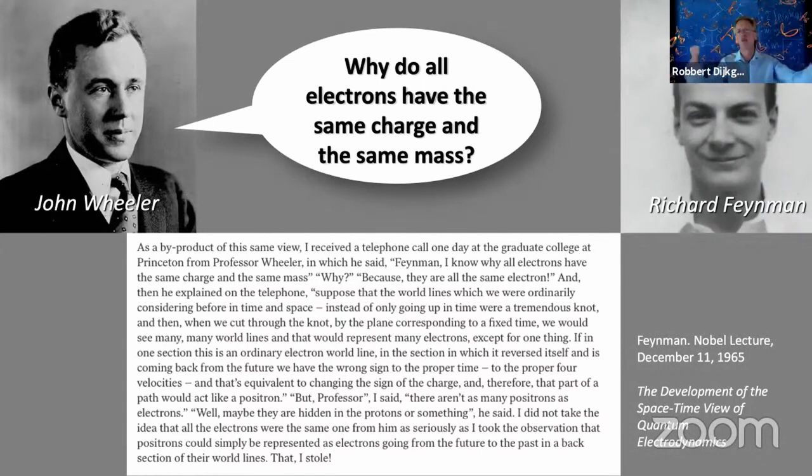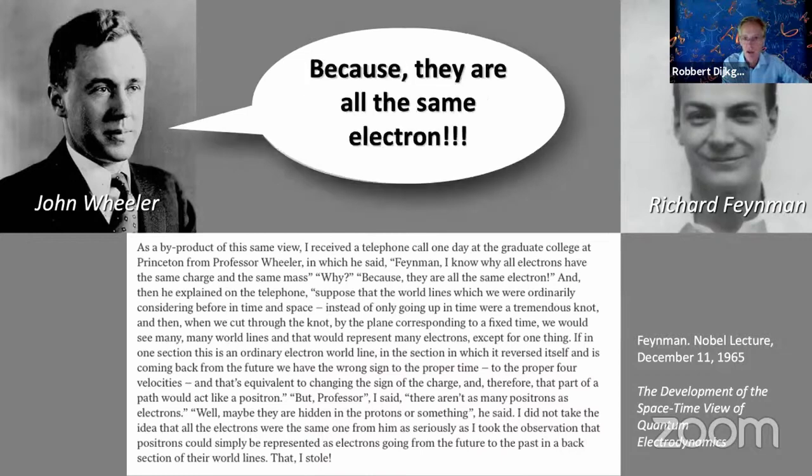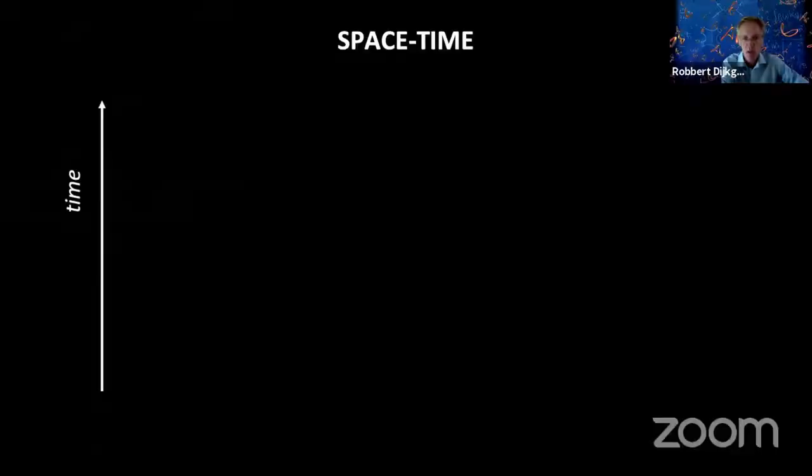He says he was called in the middle of the night when he was a graduate student by his thesis advisor, John Wheeler, and Wheeler asked him, why do all electrons have the same charge and the same mass? And he answers, because there is only one electron. They're all the same electron. And this was Wheeler's point of view.